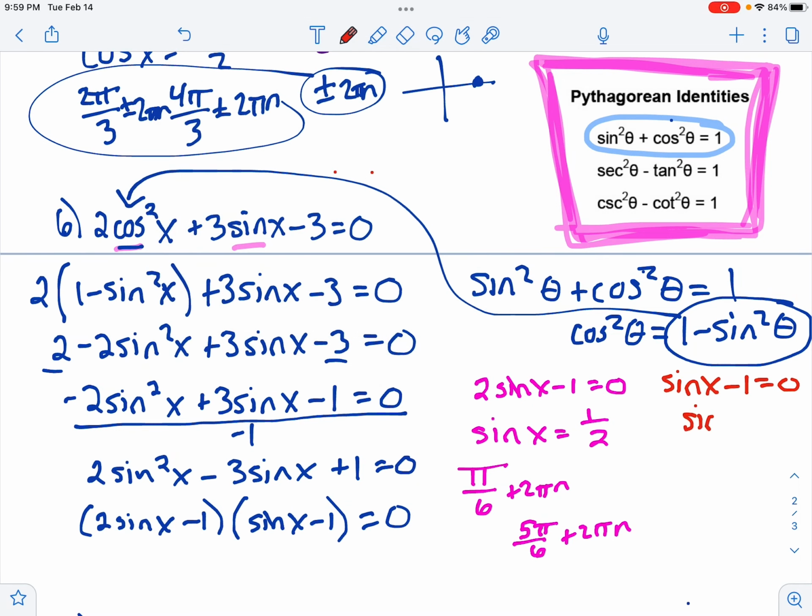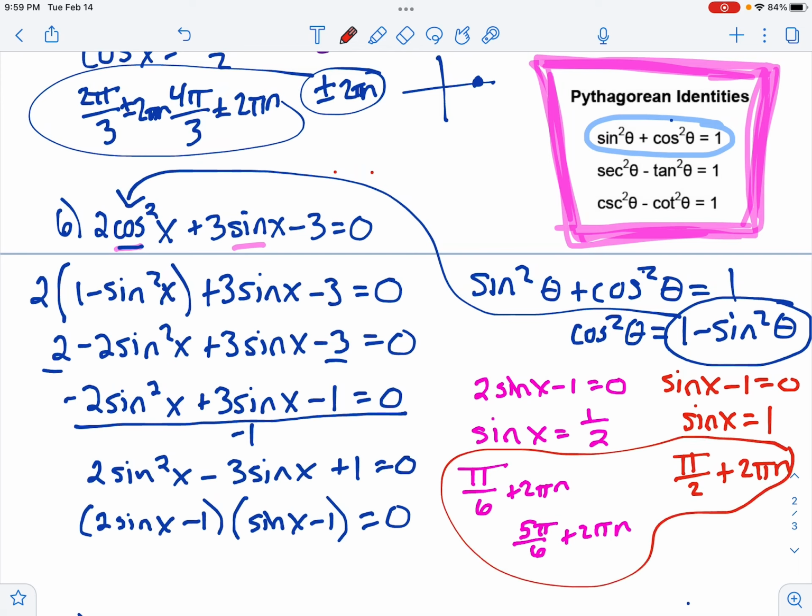And then this one would be sine x equals 1. Where does sine x equal 1? That would be straight up at pi over 2, and to represent all of them, we add on that 2 pi n. So there's all of your solutions for that one.